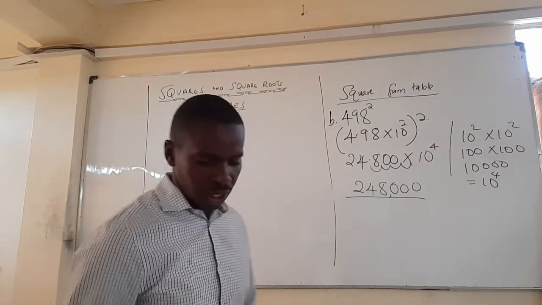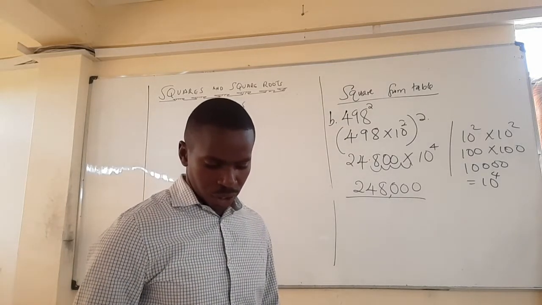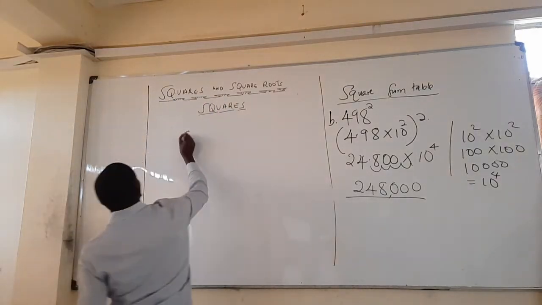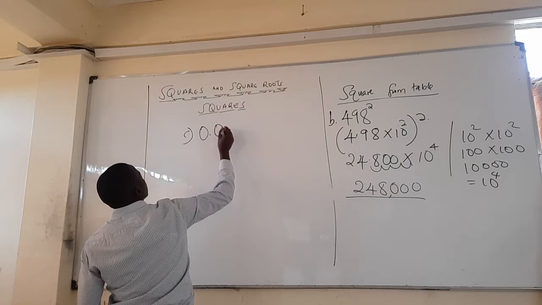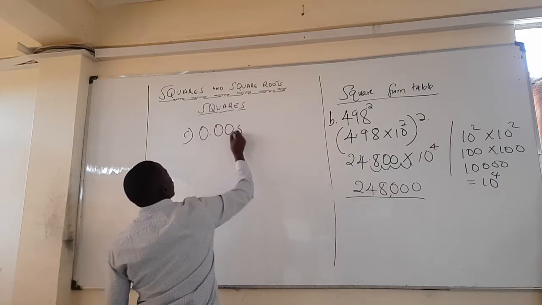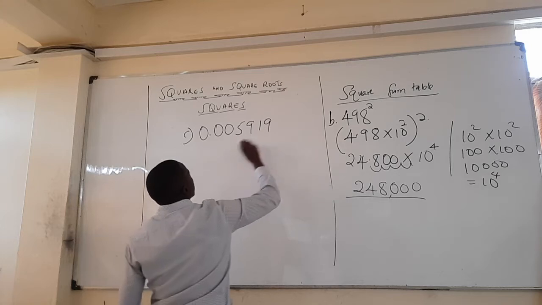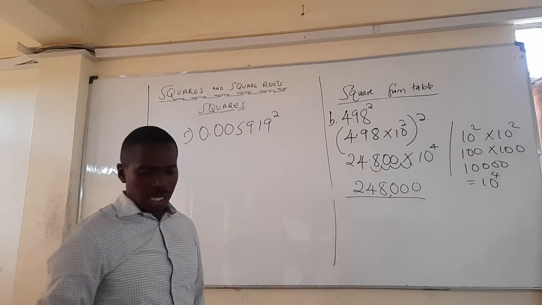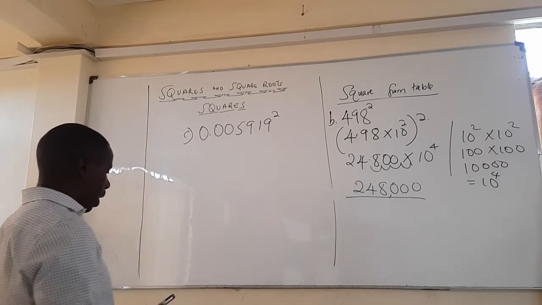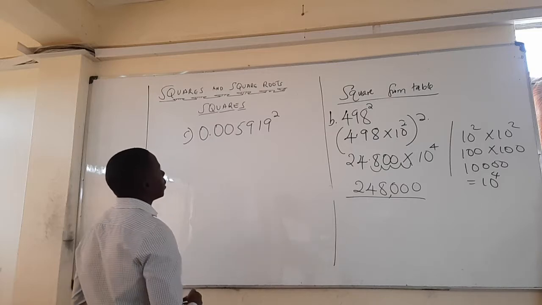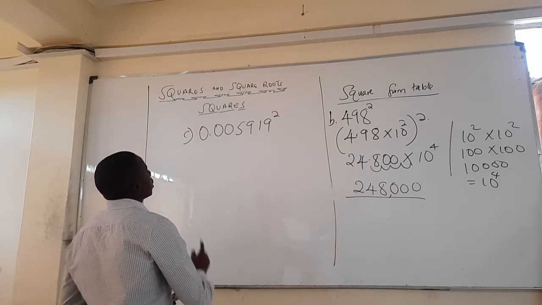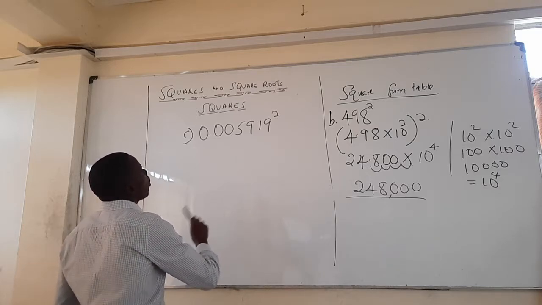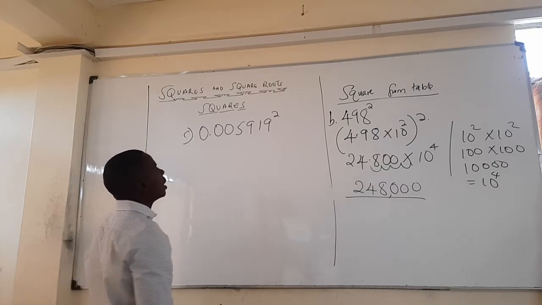We can have part C, a square of 0.005919. So that number, we need to find the square of it. And in this case, we do as we have done the other one. We write this number into standard form because our range for the table is from 1 to 10, and this one is less than 1.